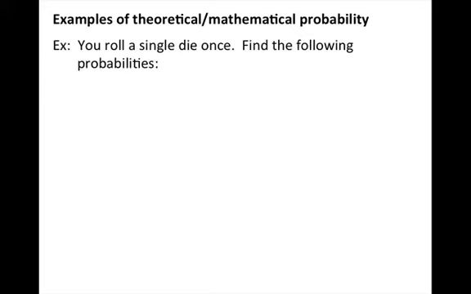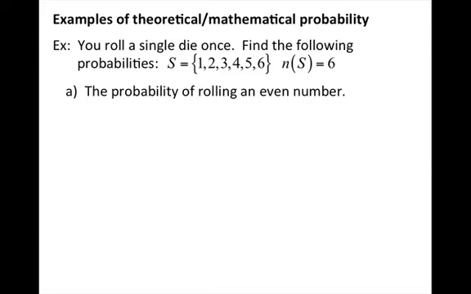Now let's look at some examples of theoretical or mathematical probability. You roll a single die one time, and let's find the following probabilities. First, let's begin by looking at the sample space for rolling a single die. And if we remember from previous examples, that was 1, 2, 3, 4, 5, and 6. So the number of elements in our sample space is 6.